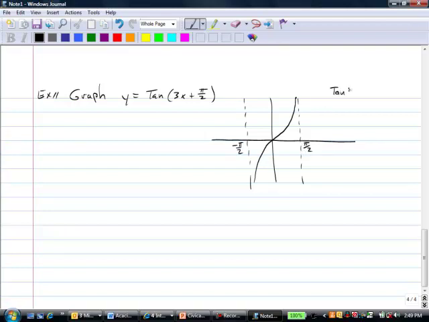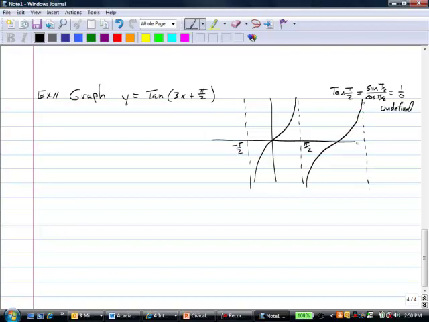Tangent of pi over 2, if you look at your unit circle and try to figure it out, you'll find you get a 0 in the denominator of a fraction. Sine of pi over 2 over cosine of pi over 2, that's 1 over 0. That's undefined. And that's why the graph has this vertical asymptote at pi over 2, and it's the same thing at minus pi over 2. It is cyclic. In other words, it will continue again, and there'll be another asymptote over here.